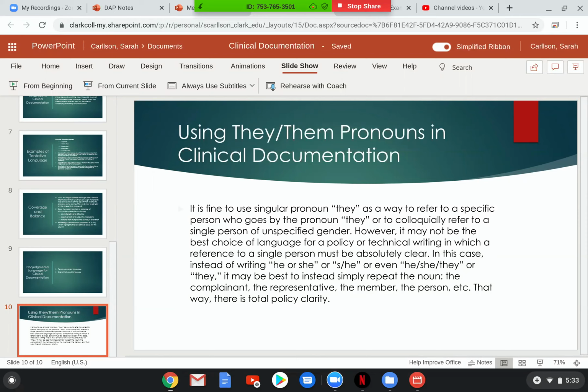And it can be kind of difficult learning how to use these singular pronouns, but the more that you practice, the easier it becomes. There's also an optional resource this week under mypronouns.org. So take a look at that if you would like to learn more about using they, them pronouns in clinical documentation.